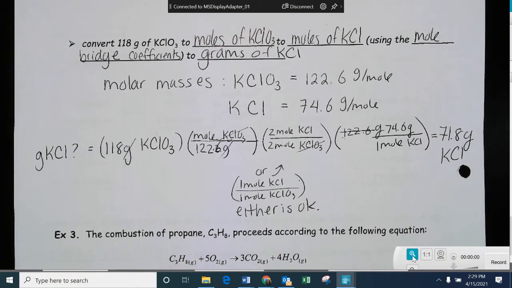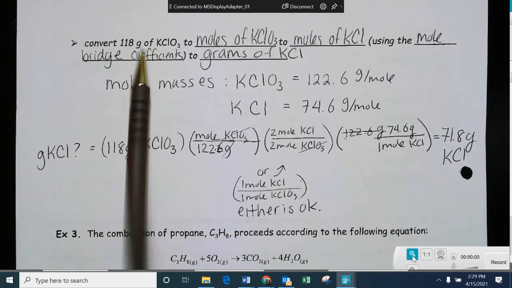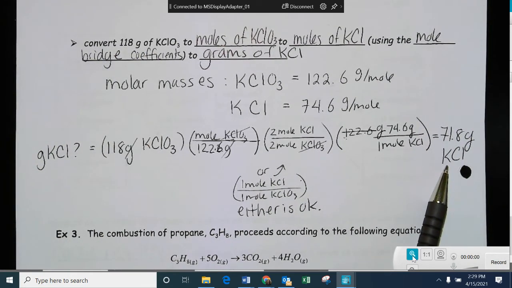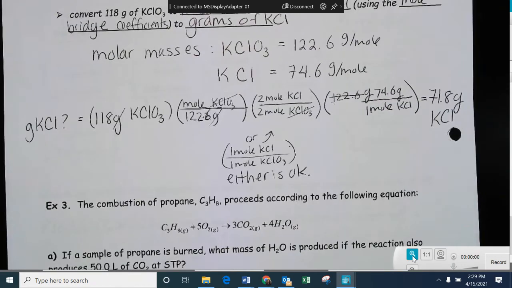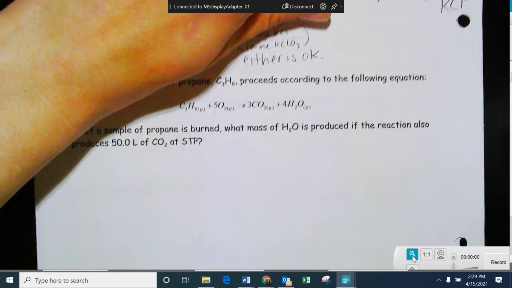Any questions about how I got from this to this? Okay, and if you're somebody who does not like setting up these fractions and you have a different way that you go through this, that's totally okay. It's up to you as long as you're getting the right answers. Or if you have a different way, all is good.